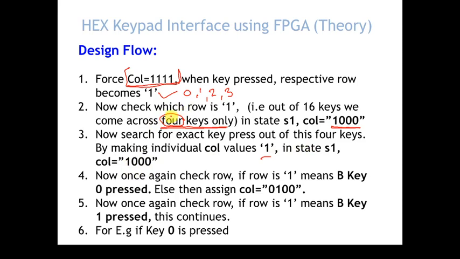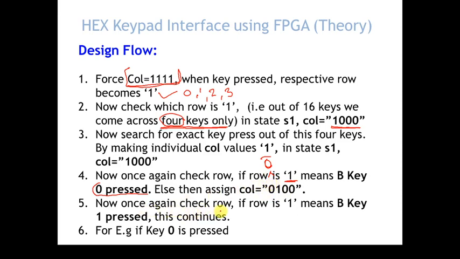Now in that 4 also we have to identify a particular key, so we need to change the column value by giving different value. Initially we will give 1 0 0, then check the row value. Now that is the next statement. Now once again check the row. If row is still 1 means a pressed key is 0. Okay, if row 0 is 1, I have not mentioned here, if row 0 is 1 means 0 is pressed, else then again we have to change the column value and again recheck the row value.